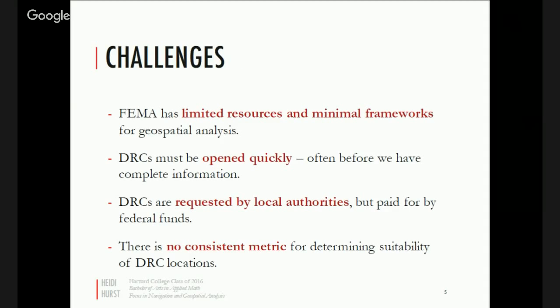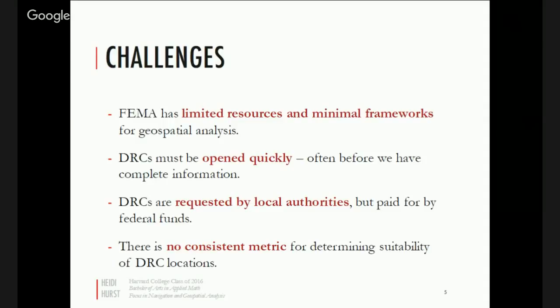So there are a number of challenges in answering this question. First, FEMA has limited resources and minimal frameworks for geospatial analysis. So at least in the recovery directorate where I was working and at FEMA headquarters in DC, there aren't a ton of people who are really well-versed in geospatial analysis. And in particular, there aren't many people who are familiar with Python scripting at all. So as I'll talk about throughout this presentation, Python scripting provides a really powerful tool to standardize and expedite these geospatial processes. So instead of going through and clicking bit by bit, you can have it all run as a code and come back 20 minutes later with a beautiful PDF of whatever you asked for, if you know what you're asking for.